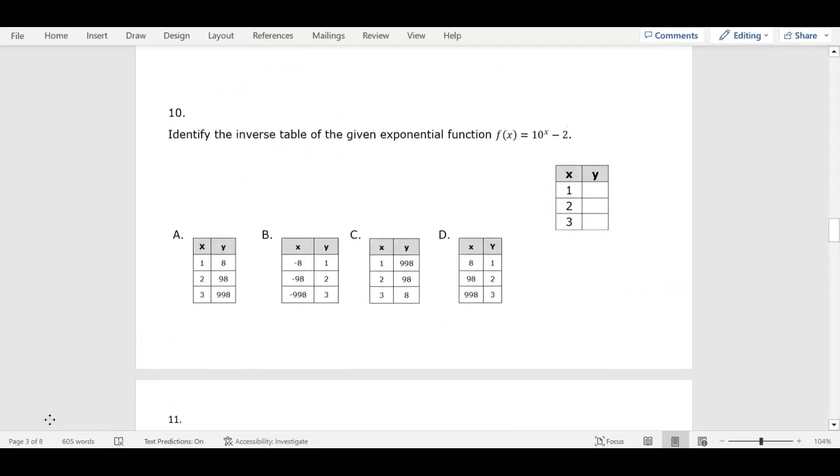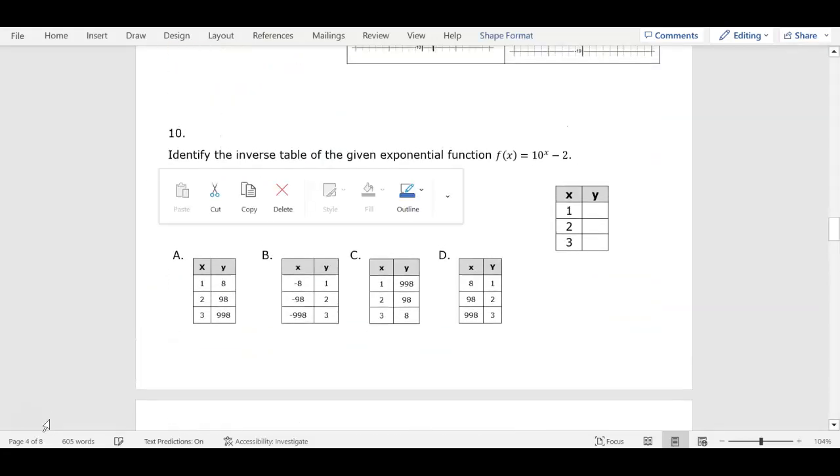All right, number 10, identify the inverse of the table. Now, first thing you want to do is get the table. So I cannot actually pull up the calculator on here, unfortunately. So let me pull that up on my calculator. You fill this in, and the original one is going to be 1, 8 to 98, 3, 998.